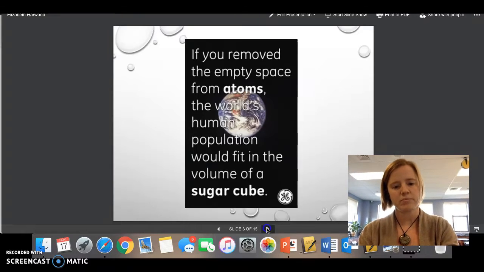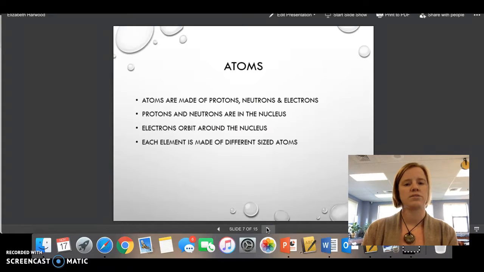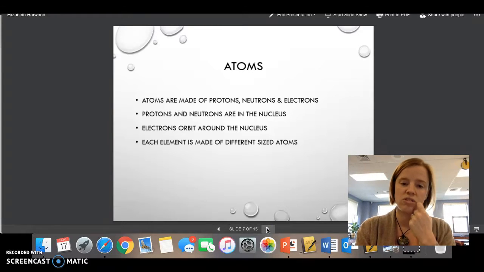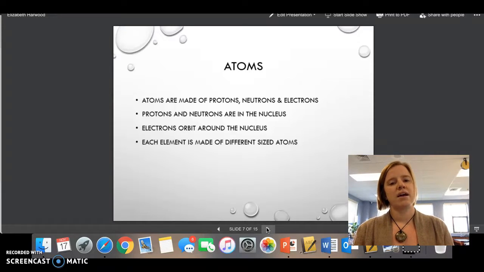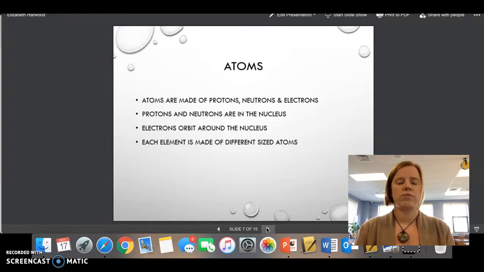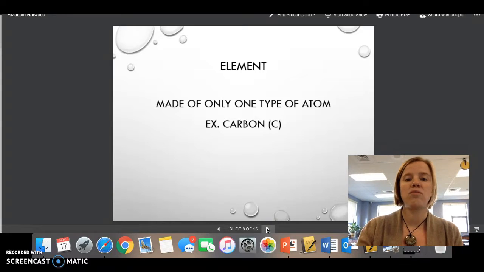Fun fact. Okay, so just as a review, atoms are made of protons, neutrons, and electrons. Protons and neutrons are in the nucleus. Most of you did really well on that quiz, remembering that. And electrons orbit around the nucleus. Each element on the periodic table has different sized atoms. So the different sizes are actually the number of protons in that nucleus, which makes up the larger and larger elements. So under element, I want you to write down that it's made up of 1 type of atom.